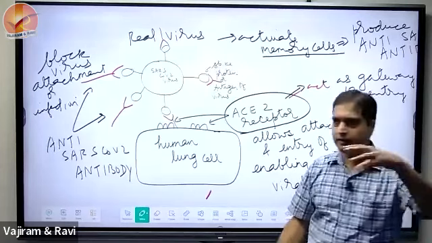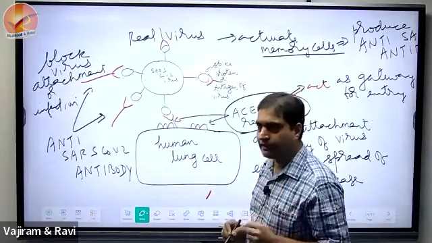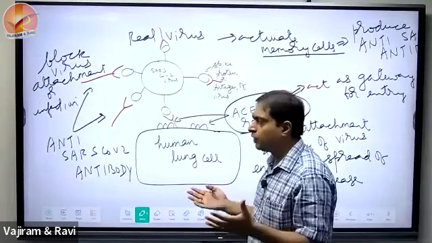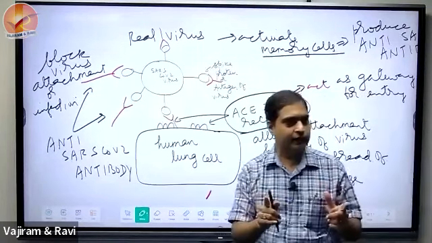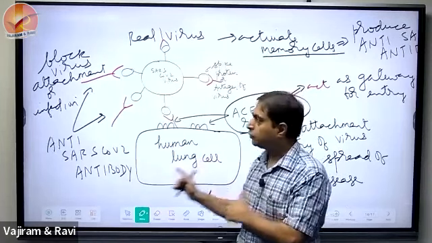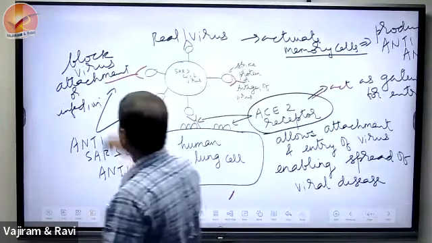So the spike protein, when it enters, has to attach to the ACE2 receptor. If a person is vaccinated, the vaccinated body triggers production of antibody. And how does this antibody protect you? Antibody protects you by blocking the virus attachment to the human lung cell. Is it clear? So this will be known as what? Antibody mediated immunity.